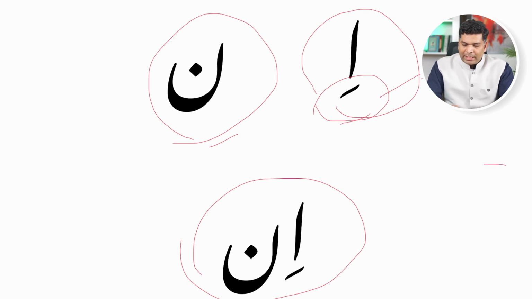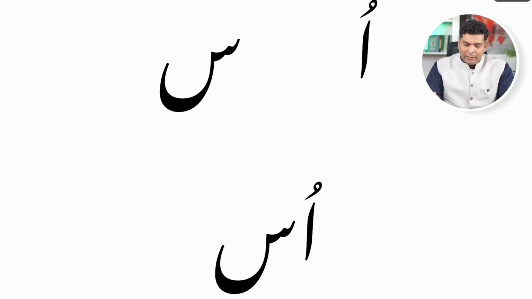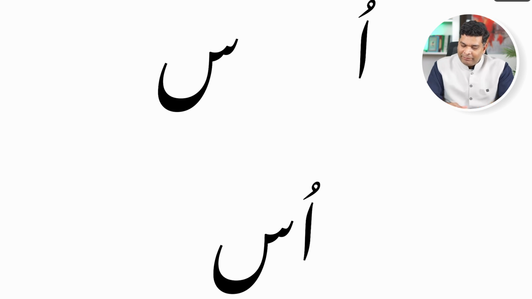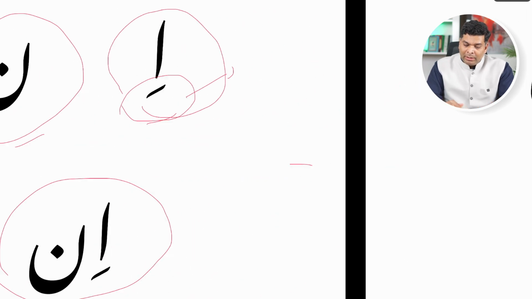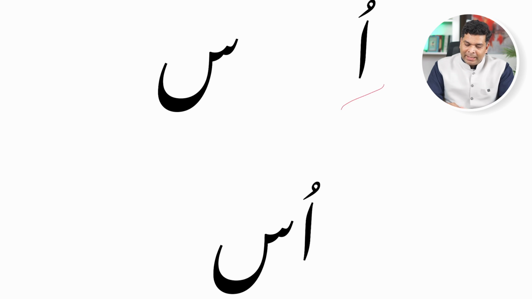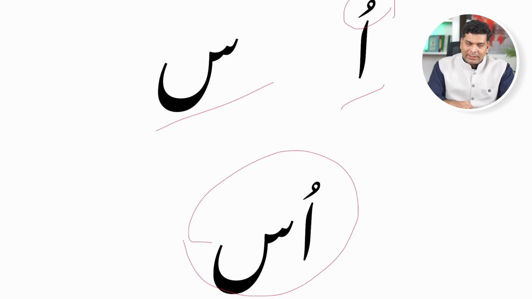In the same way, let's look at another two-letter word. We have alif again, but here alif has another symbol, which, if you recollect, is called a pesh, which gives us the oo sound. So we have alif, pesh, oo, then seen, and together it becomes us.